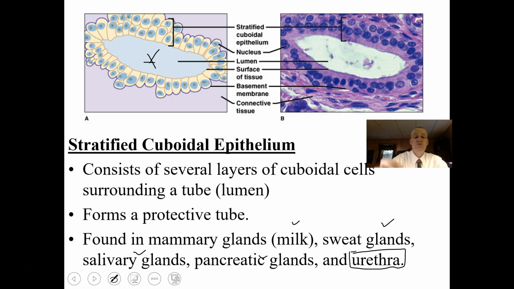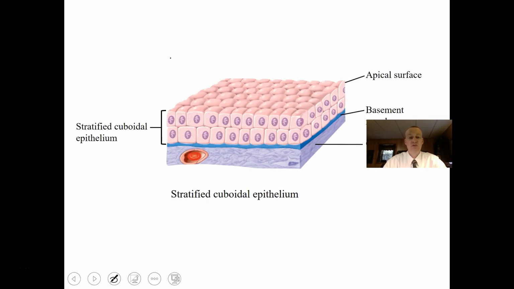So, protective tubes. There's a lot of powerful and dangerous things that are inside these tubes that you don't want to leak out. That's what stratified cuboidal cells do. They help you to form a protective tube. And that's an artist rendition there.